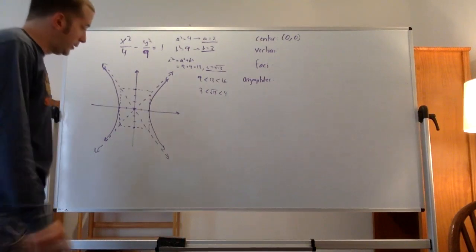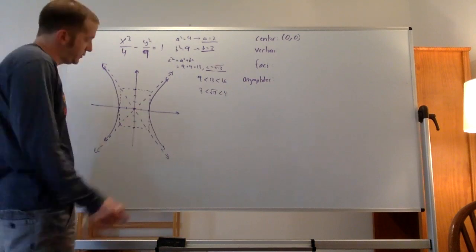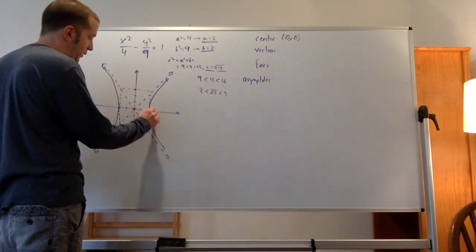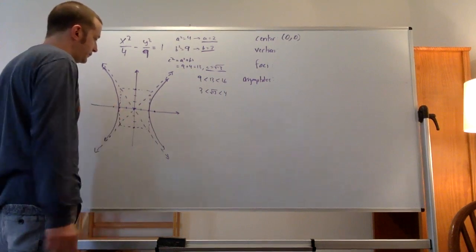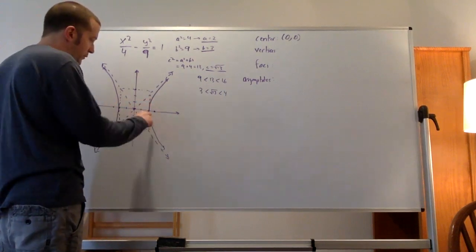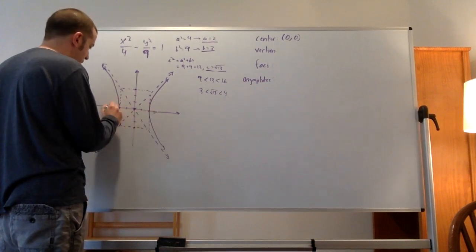And now, this is why I think it's good to draw the hyperbola before you do the foci, because now it's easier to see that the foci are going to be here and here somewhere. It may not be right there, but I know they're going to be somewhere in that area. So maybe I shouldn't draw them yet.